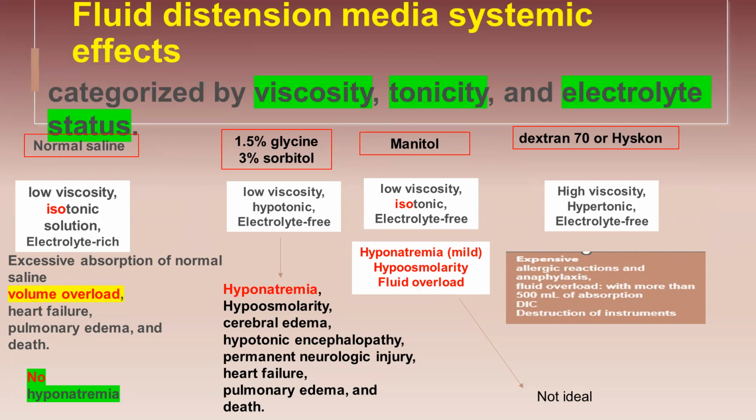On the other hand, glycine and sorbitol can cause hypotonia, hyponatremia, and hypoosmolarity, and their sequelae simply because they are hypotonic solutions associated with dilutional hyponatremia. The mannitol is less causing hyponatremia, hypoosmolarity, but can cause fluid overload, and also these side effects can occur, but to a less extent because it is isotonic. And lastly, dextran is high viscosity, good for visualization, hypertonic, electrolyte-free, but it is associated with serious side effects like allergic reactions, anaphylaxis, fluid overload, even with minimal amount DIC, and destruction of instruments as it is sticky to the telescope and instruments at the same time.